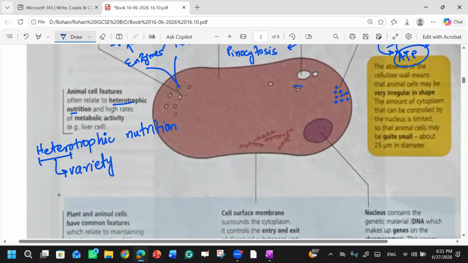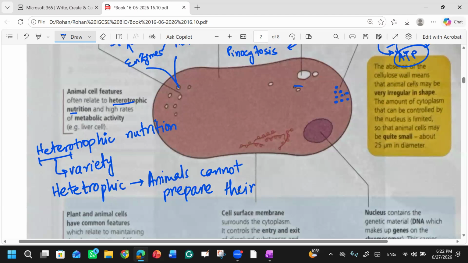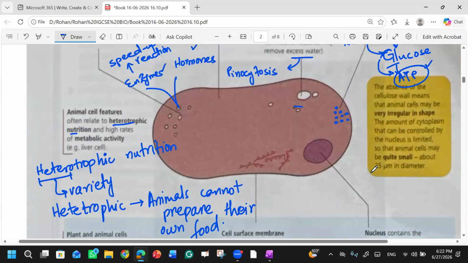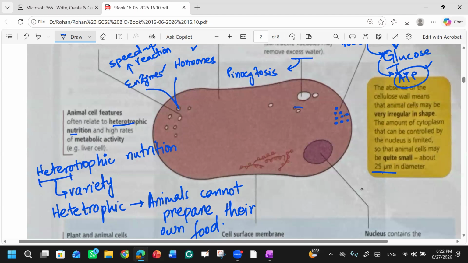Heterotrophic basically has two meanings. One meaning is variety of food, and the other is that, unlike autotrophs, animals cannot prepare their own food. What about the autotrophs? Autotrophs can make their own food, like plants. So this is what we have discussed, and then we also discussed the cell size. That is about 25 micrometers in diameter.